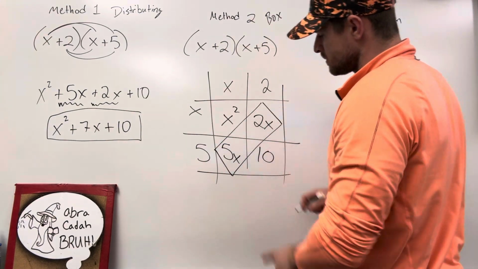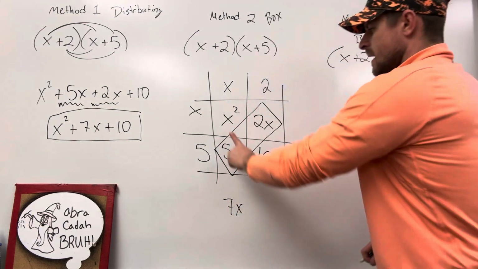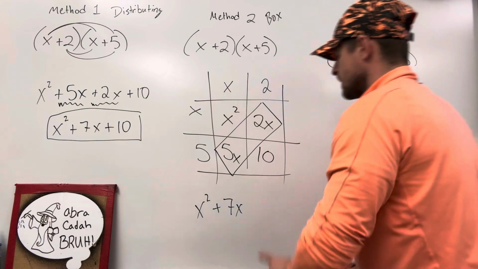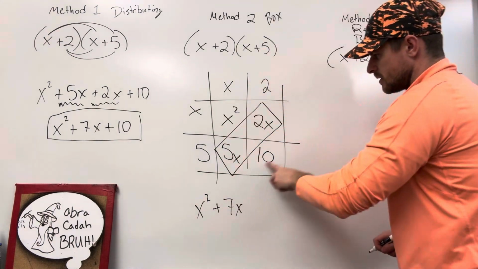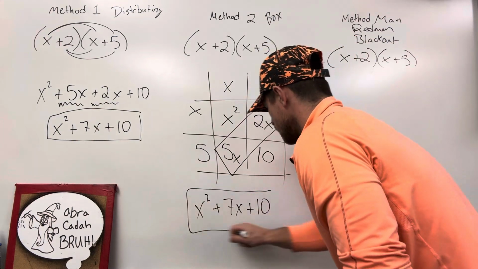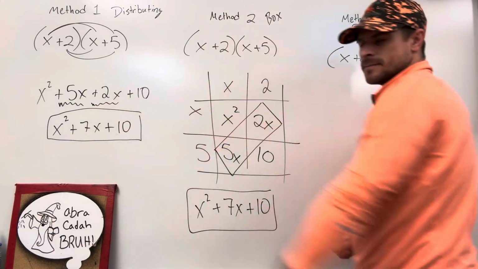Those 2 are like terms, 5x and 2x combined to make 7x. X squared does not have a friend, so just bring it down. 10, the constant, does not have any other constants to combine with, so just bring it down. And wouldn't you know it, we got the exact same trinomial as we did using a different idea.